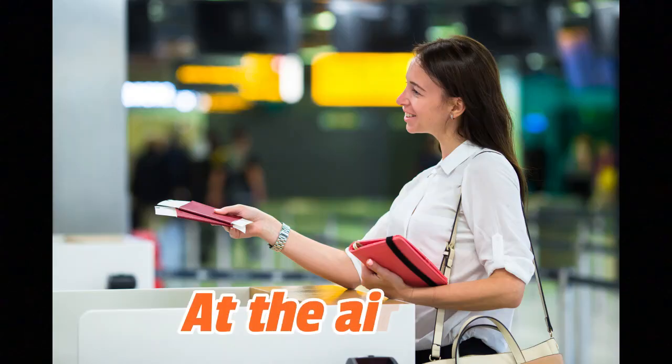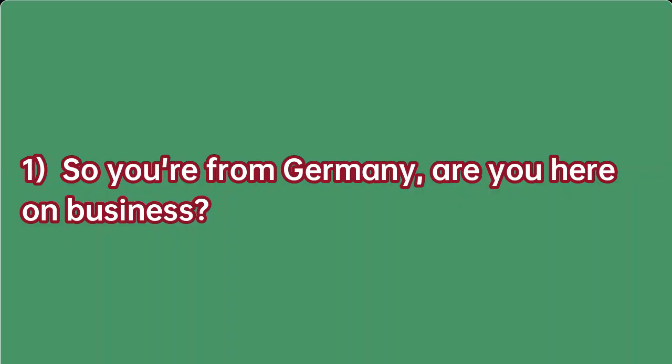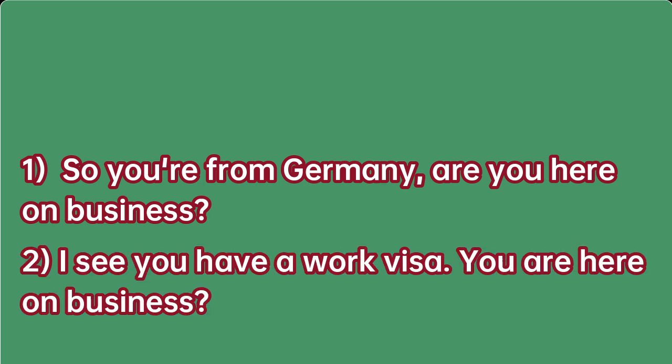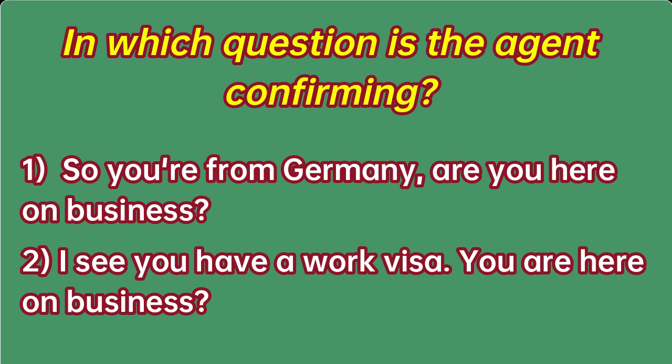At the airport. You come to a border control and you speak to the border control agent. "So you're from Germany? Are you here on business?" "I see you have a work visa. You're here on business?" In which question is the agent confirming that you are here on business? "I see you have a work visa. You're here on business?"